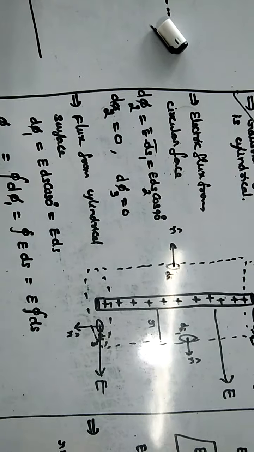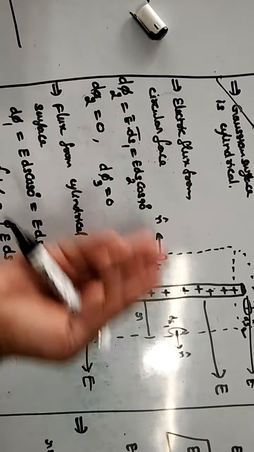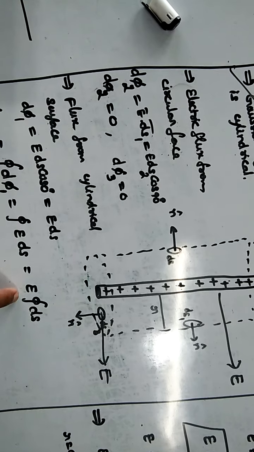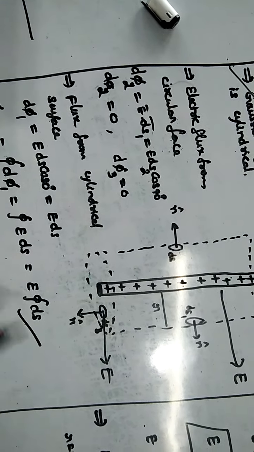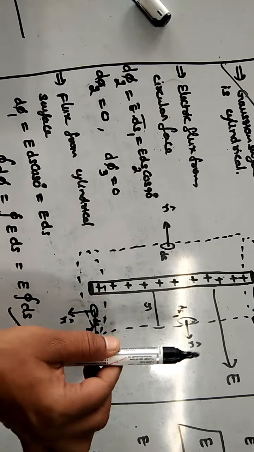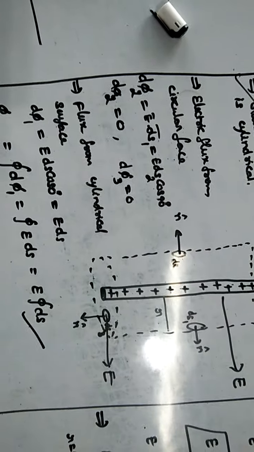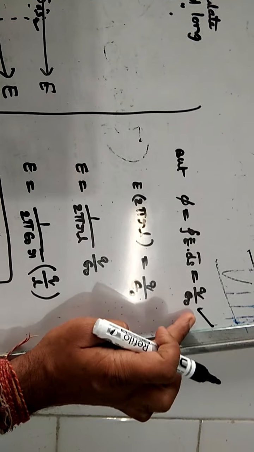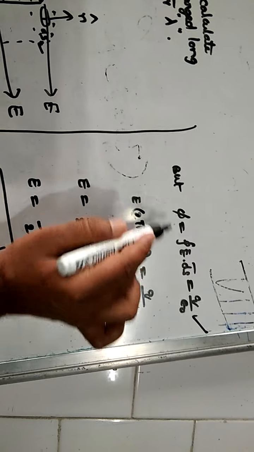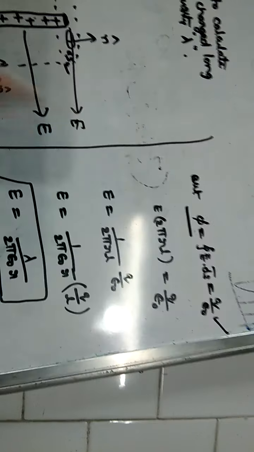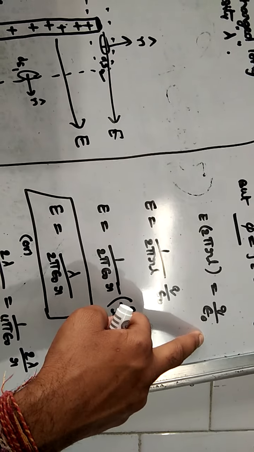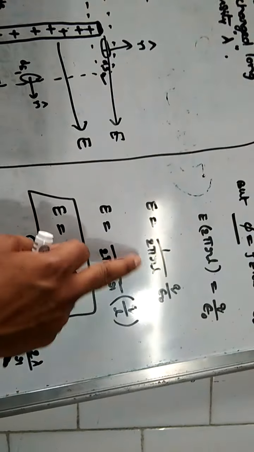So EDS, total flux from this total cylindrical surface is equal to integral d phi 1, integral EDS, E is constant, integral ds. So integral ds means total surface area. I told you what is the shape, cylindrical surface. So the surface area formula is 2 pi r into L, a mathematics formula you have to remember. Now from Gauss theorem, flux is also equal to q by epsilon naught. So here phi value I already found, that is E into 2 pi R L. Now flux is equal to E into 2 pi R into L, which is equal to q by epsilon naught. So E is equal to, bring this term to this side like this.